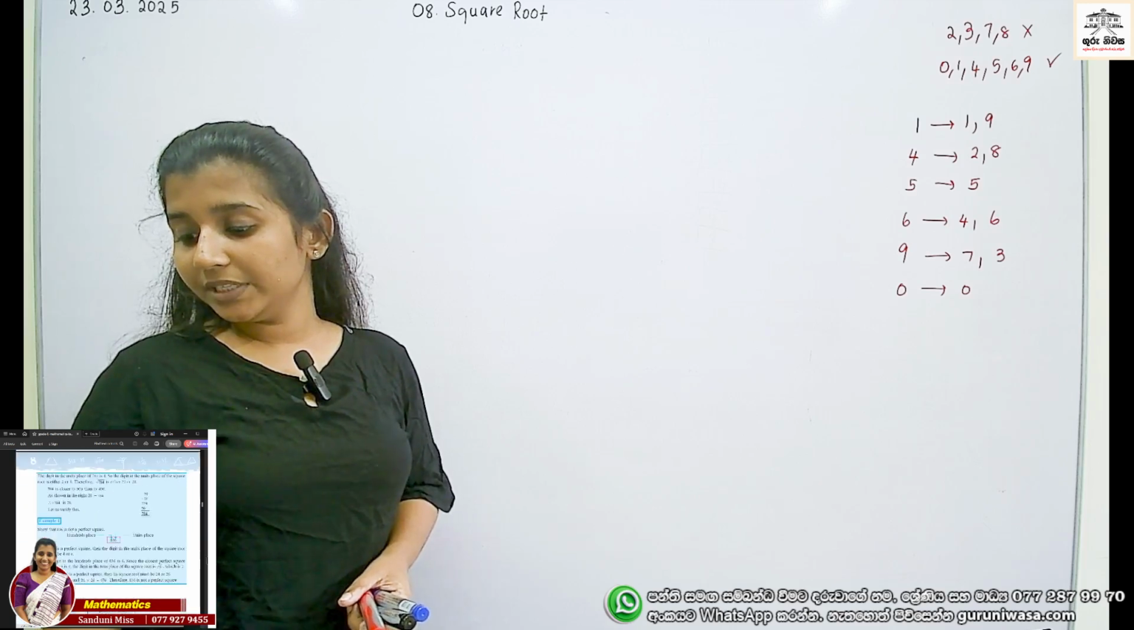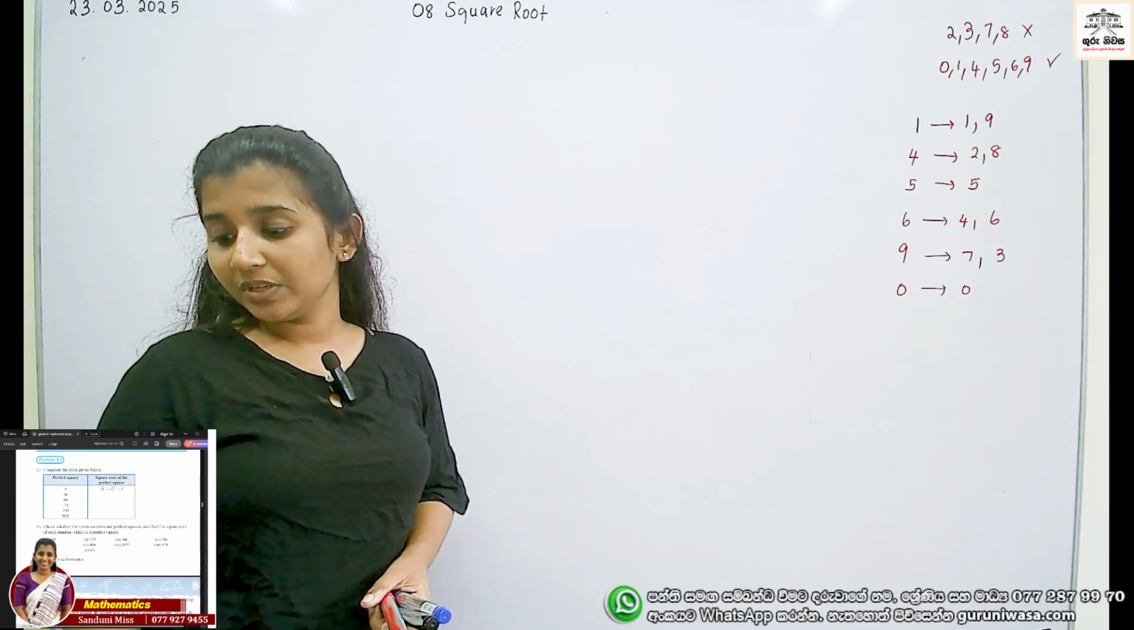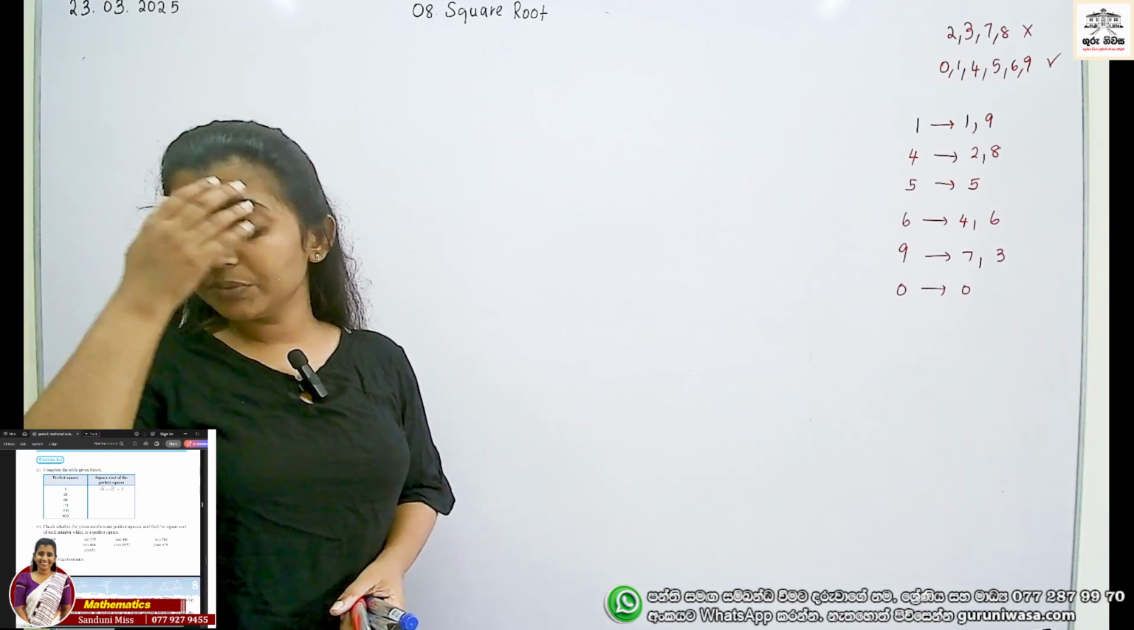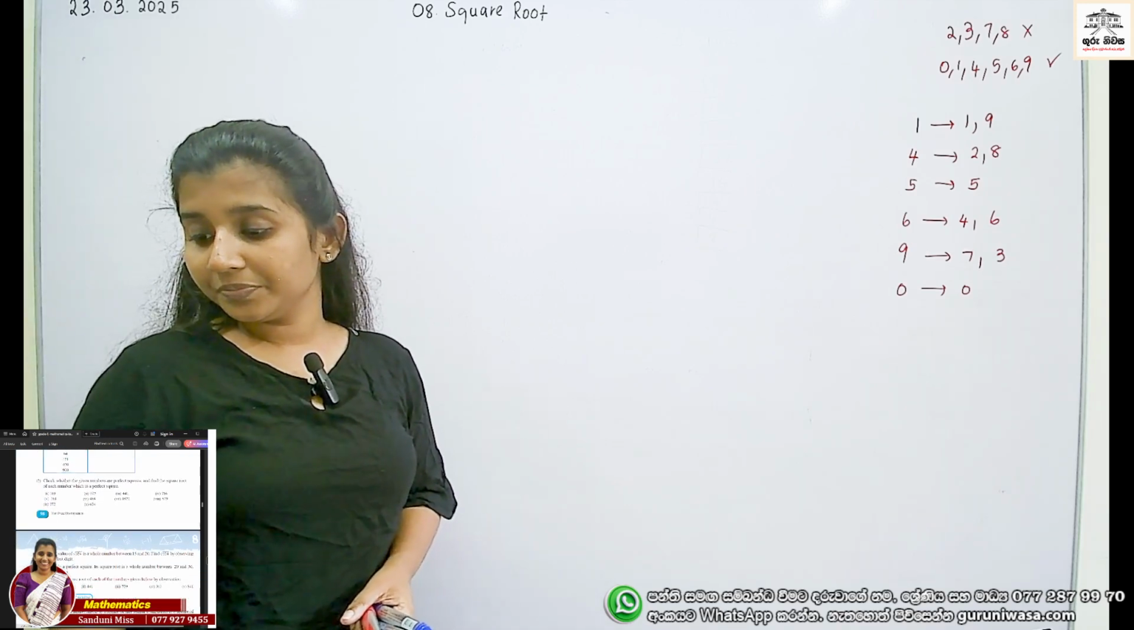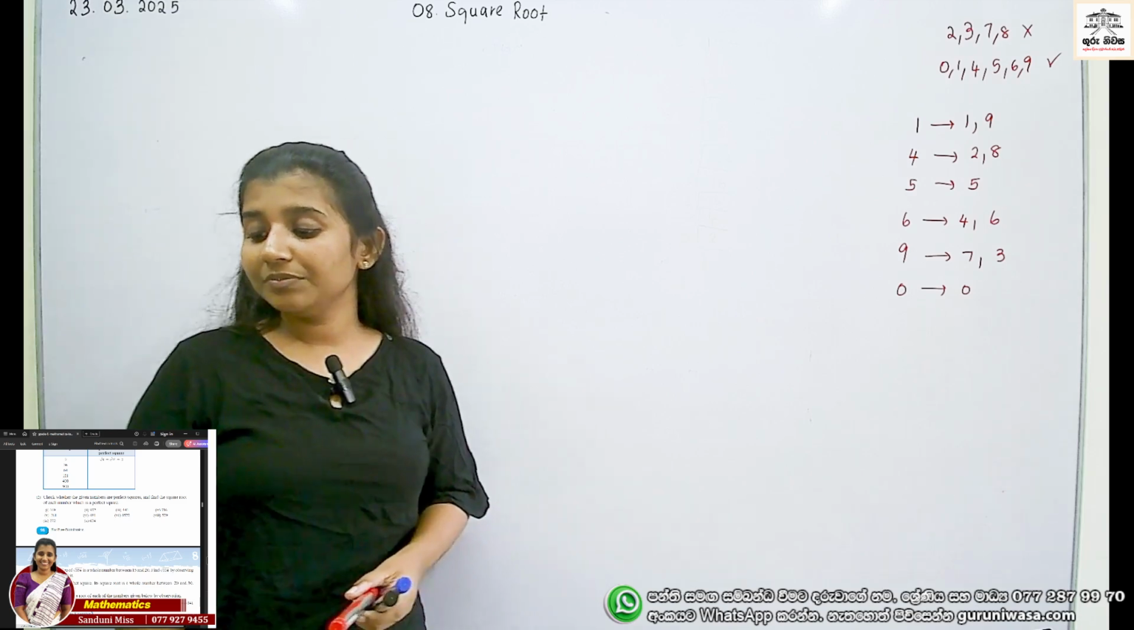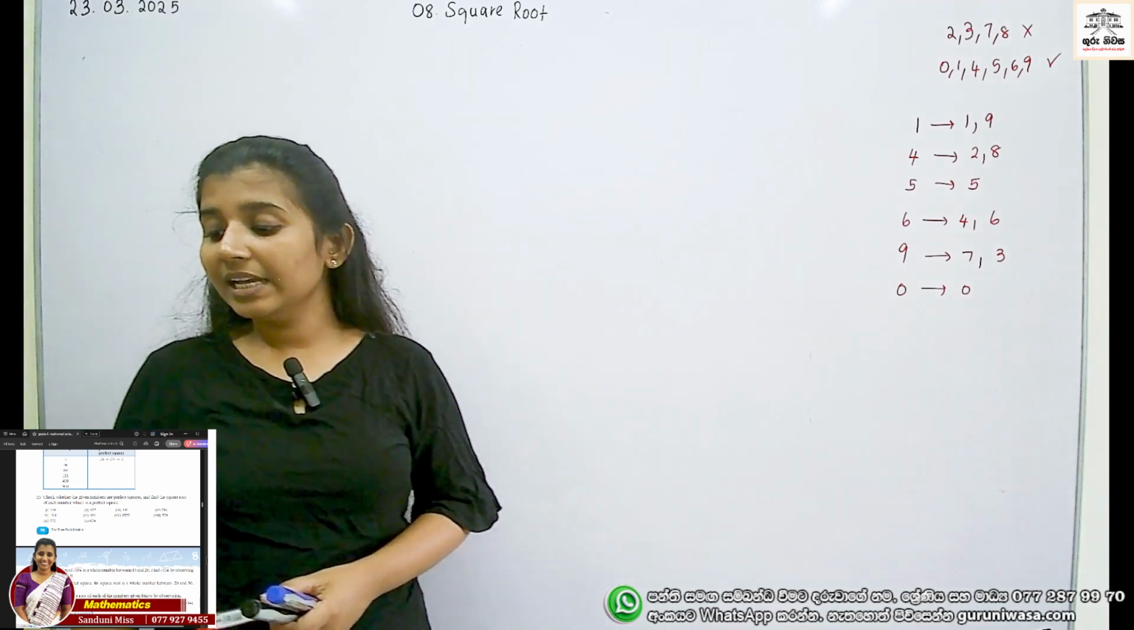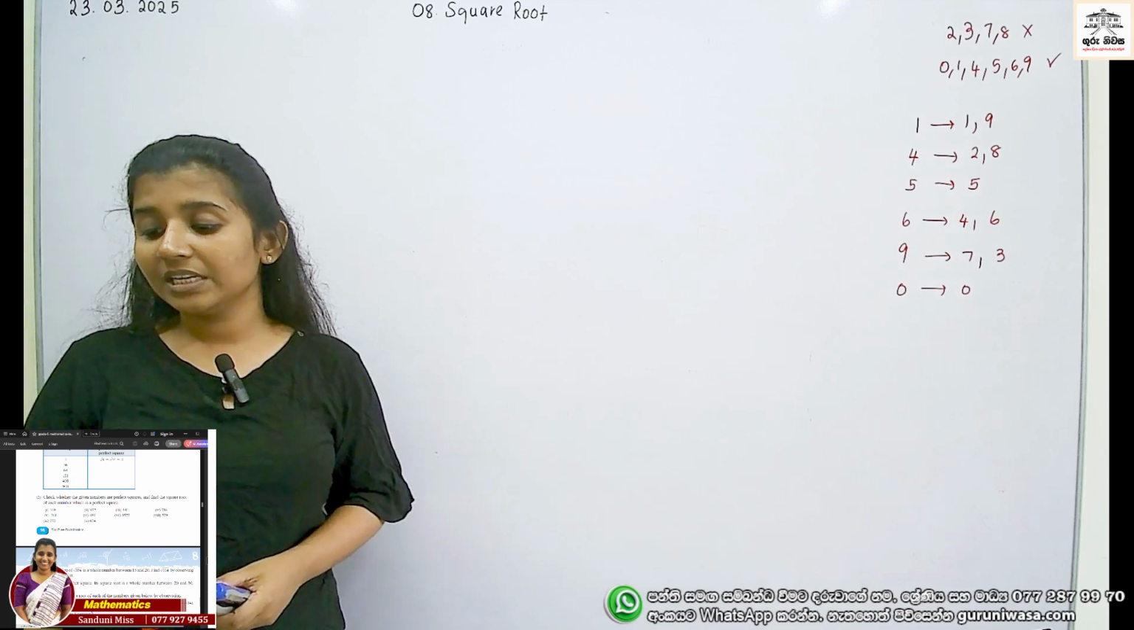So, for 8.3, 8.4, right? So, we'll come to question number 2. Check whether the given numbers are perfect squares and find the square root of each number.